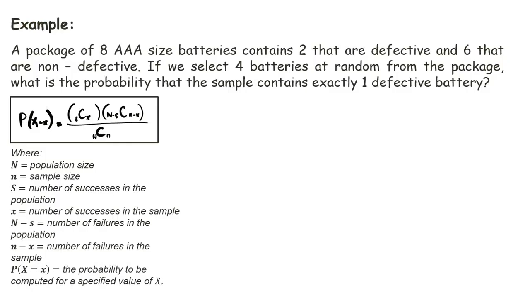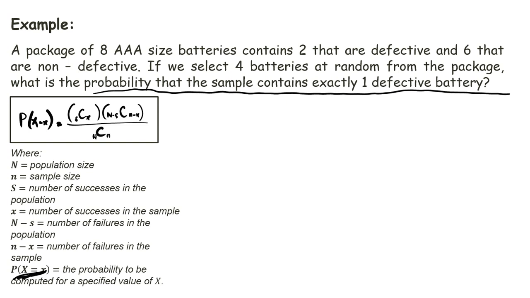So let's solve this example. A package of 8 AAA size batteries contains 2 that are defective and 6 that are non-defective. If we select 4 batteries at random from the package, what is the probability that the sample contains exactly 1 defective battery? So, ano po ang kinukuha natin? Ayan, probability daw po na ang sample po, probability na sample na contains po ay exactly 1 defective battery. Yun po ang kinukuha natin.